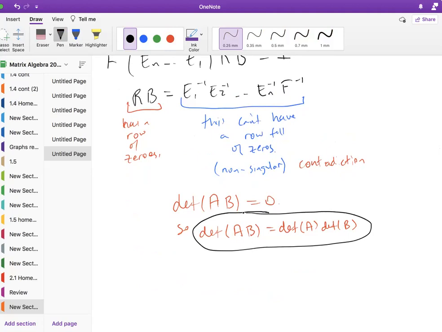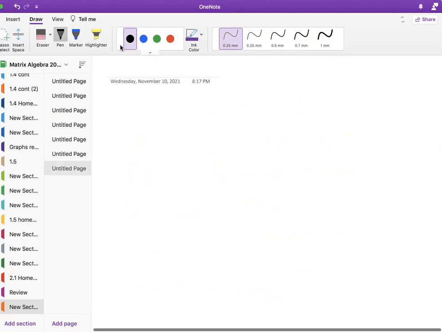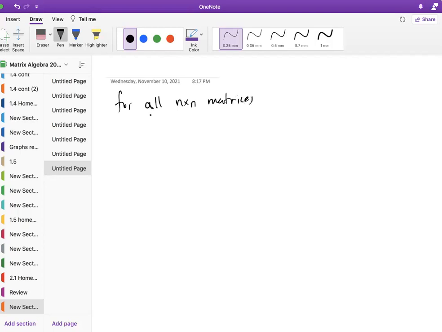This is true for all matrices. So for all n by n matrices, the determinant of a product is just the product of the determinants. That's the main takeaway from that.